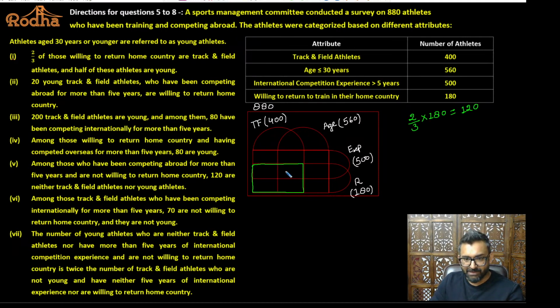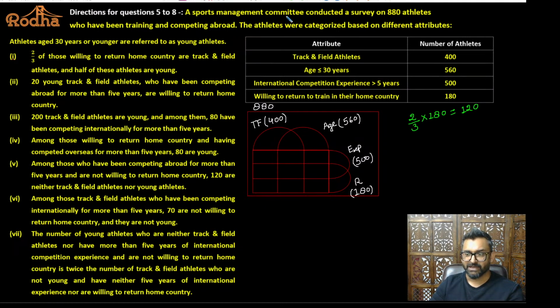So what does half mean? The summation of these two will be 30, and this will also be 30, because this entire block is 60. Half of these are young. As per the statement, 2/3 of 180, that is 120, are track and field athletes. That means this entire block is 120. Fine with this. And half of them are young as well. What does half of them are young mean? This will be half of 120 and this will be the remaining half of 120. This will be 60. This will be 60.